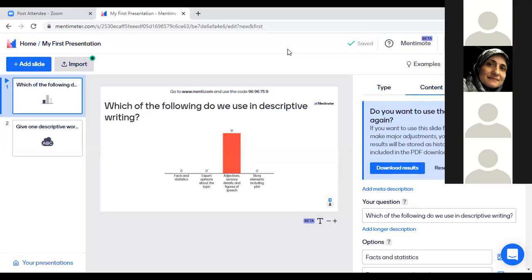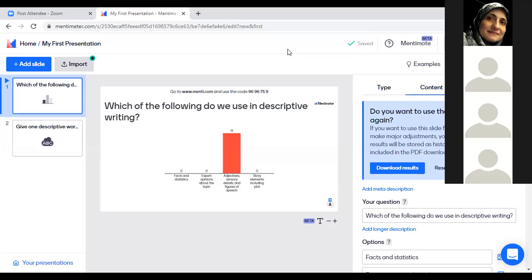Yes, Amir? Persuasive writing or essay. That is persuasive writing. And the type of writing where you use a lot of adjectives, sensory details, and figures of speech, that is called what? Descriptive writing. How about the type of writing where we use story elements like a plot, problem, solution? What type of writing is that? Narrative. That is narrative writing, correct.